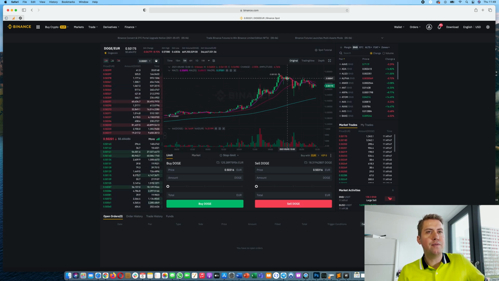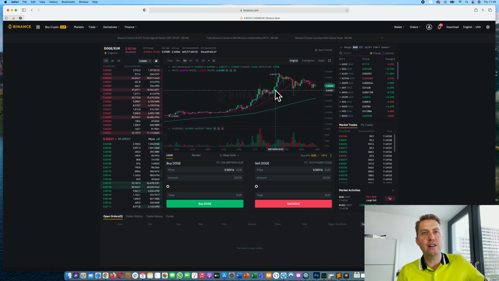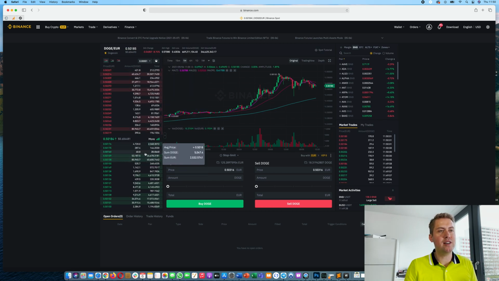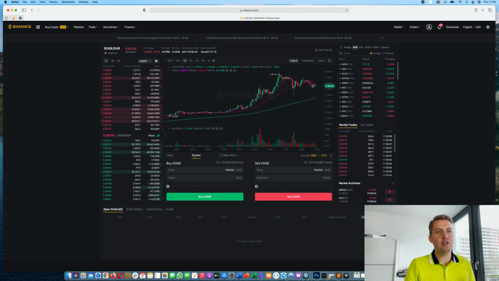We have a chart here, and here you have the price, the current price. You can see the price development. You can switch these candles to like 4-hour candles, 15 minutes candles, 1-hour candles. Here you have the order book, all the sell orders in red, all the buy orders in green, and you have the latest trades. And if we want to buy Dogecoin now, all we have to do is we have to do either a market or a limit order.